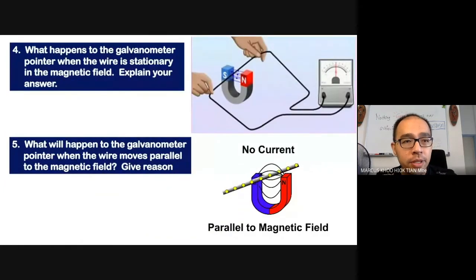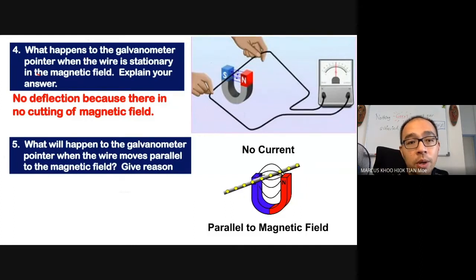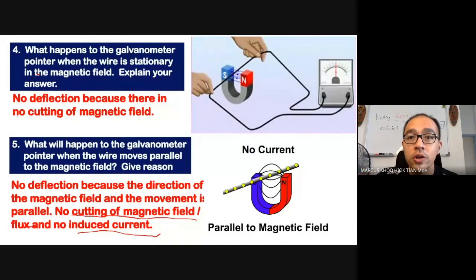Number 4, what happens to the galvanometer pointer when the wire is stationary in the magnetic field? Obviously, there will be no deflection because there is no cutting of magnetic field. If the movement and the magnetic field are in the same direction, we consider it as no cutting of magnetic field. What will happen to the galvanometer pointer when the wire moves parallel to the magnetic field? Same thing. No deflection because there is no cutting of the magnetic flux, therefore no induced current. So the condition for induced current is you must cut in a not parallel way.